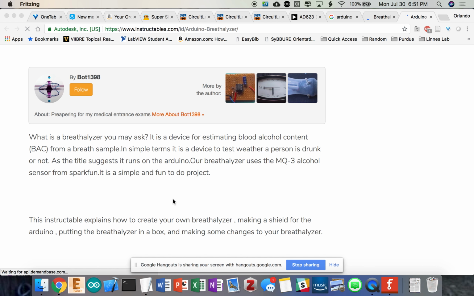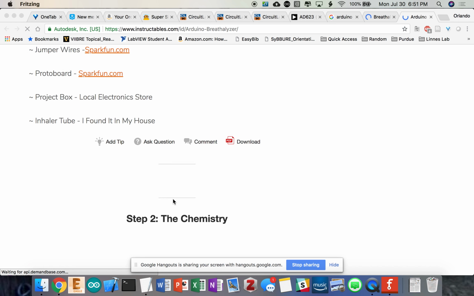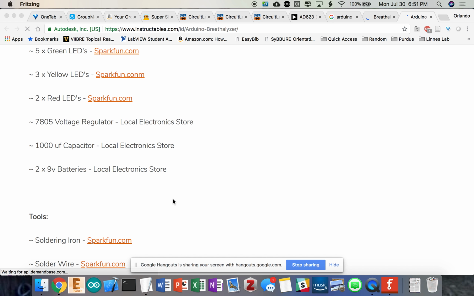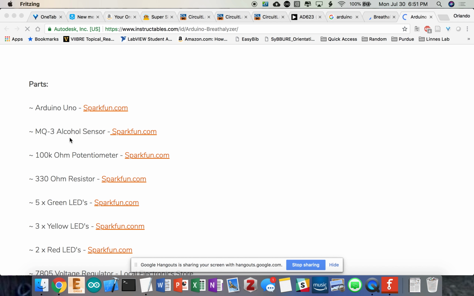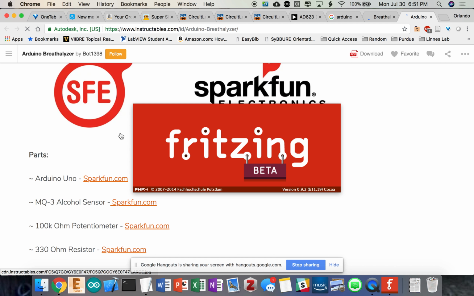Yeah, I like it. I don't know, but yeah, there are a ton of examples of how to do that. And a typical sensor is this MQ3 sensor that SparkFun sells. Yeah, that's the one I have marked down.